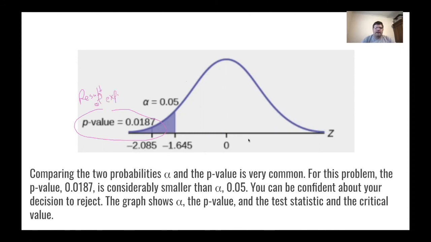If we get something that happens in less than this number, and 0.0187 is less than 0.05, then it's smaller. You can be confident you can reject your null. Remember, we have the two alternatives: you reject your null, or you fail to reject your null.